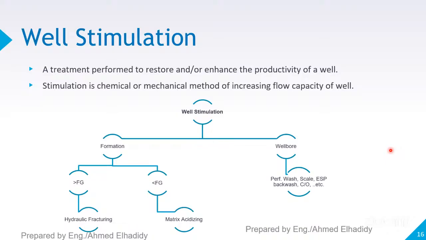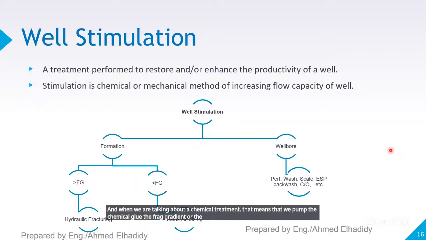The other one is for the formation, and this is a common one. And we need to specify if we are going to frac or we are going to pump a chemical. When we are talking about fracturing, that means that we apply pressure exceeding the frac gradient for the formation. And when we are talking about a chemical treatment, that means that we pump the chemical below the frac gradient or the frac pressure for the formation to avoid breaking down the formation.